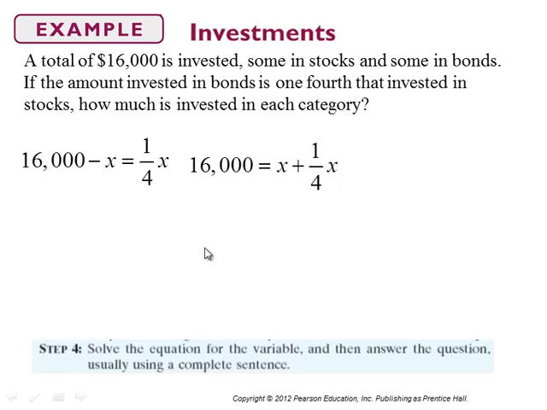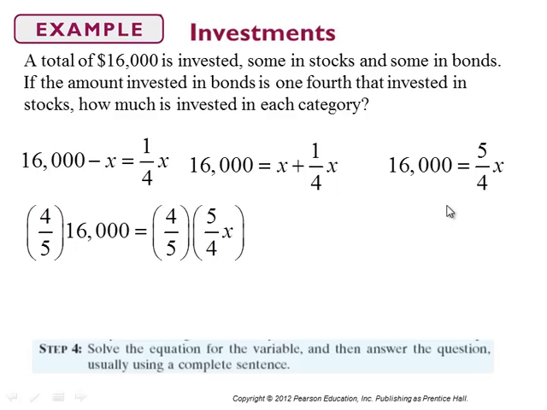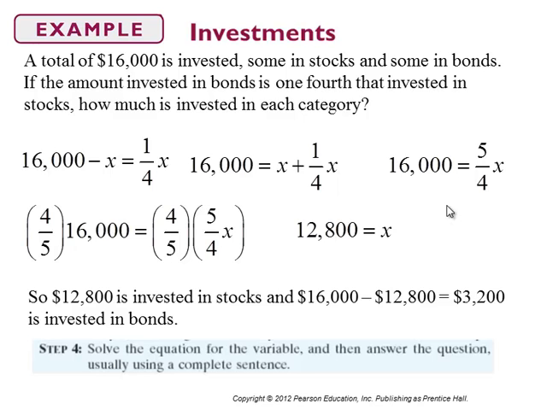Now you solve this equation by adding X to both sides, and 1 plus 1/4 is 5/4. So X plus 1/4 X is equal to 5/4 X, and then multiply both sides by 4/5 to solve for X. Now 4/5 of 16,000 is 12,800, and 12,800 therefore is the amount invested in stocks. Take 1/4 of that, and you get 3,200. Or you could subtract from 16,000, you get the same thing.